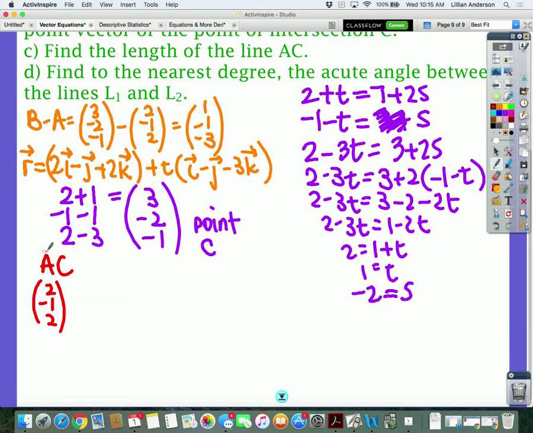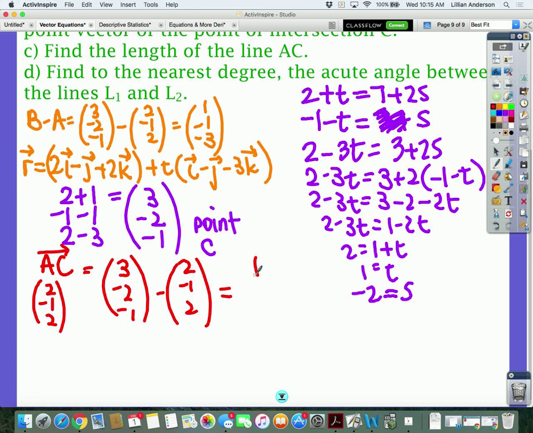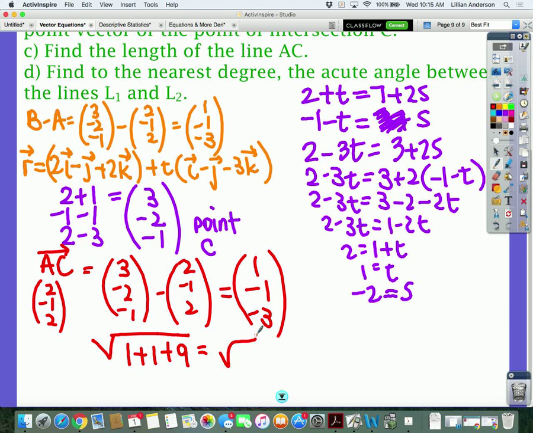So how do I find vector AC? What do I do? I have to subtract A from C. What's 3 minus 2? 1. What's negative 2 minus negative 1? And what's negative 1 minus 2? There's the vector AC right there. So to find the length, what do we do? Magnitude. So the magnitude is what? Square root of 11.